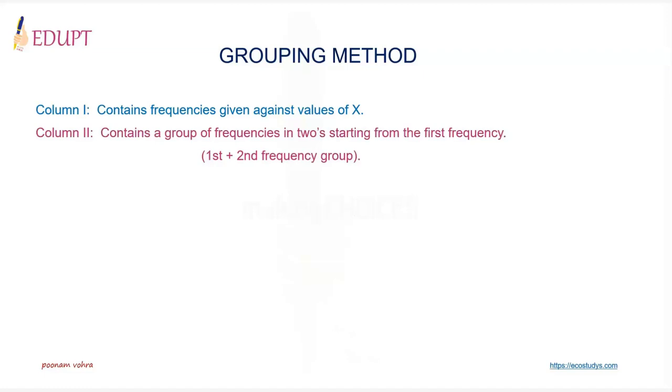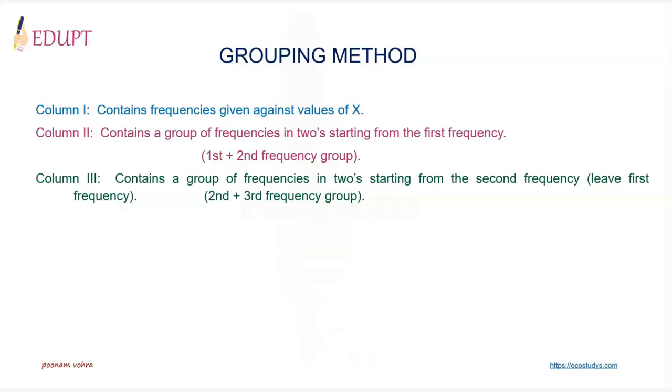The second column contains a group of frequencies in twos starting from the first frequency, that is, first and second frequency group. The third column contains a group of frequencies in twos starting from the second frequency, leaving the first frequency. So it comprises the second and third frequency group.